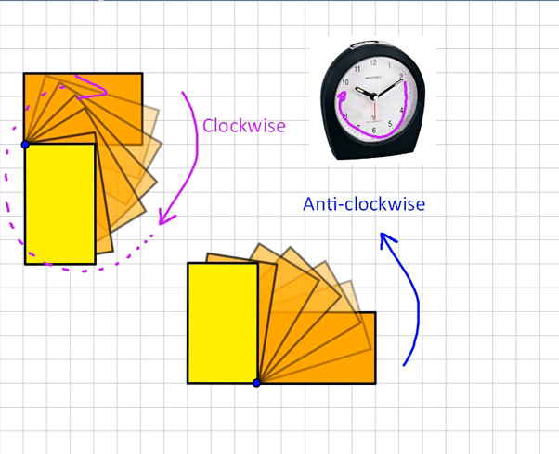And conversely, anti-clockwise means turning against the hands of a clock, or in the opposite direction to the way the hands on a clock move. So that would be in that direction.